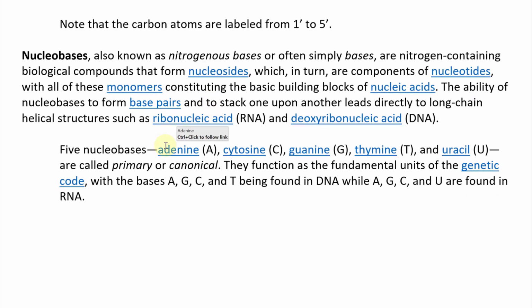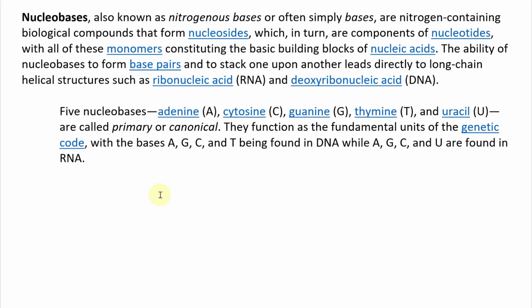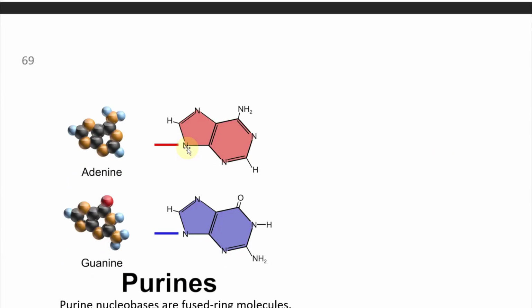So 5 nucleobases. There's 5 of them: adenine A, cytosine C, guanine G, thymine T, and uracil U, are called primary or canonical nucleobases. They function as the fundamental units of the genetic code, with the bases A, G, C, and T being found in DNA, while A, G, C, and U, so replace the thymine with uracil, are found in RNA. So very interesting stuff.